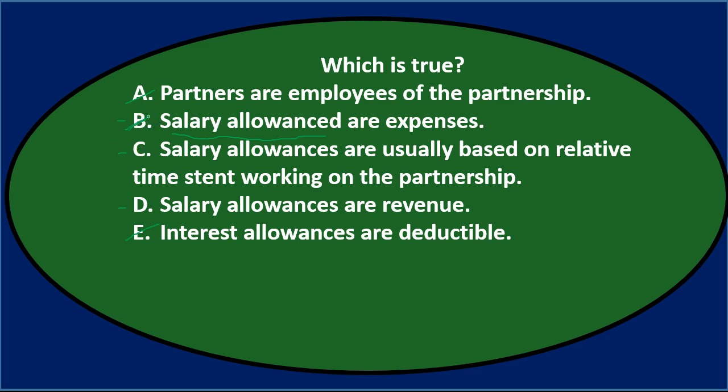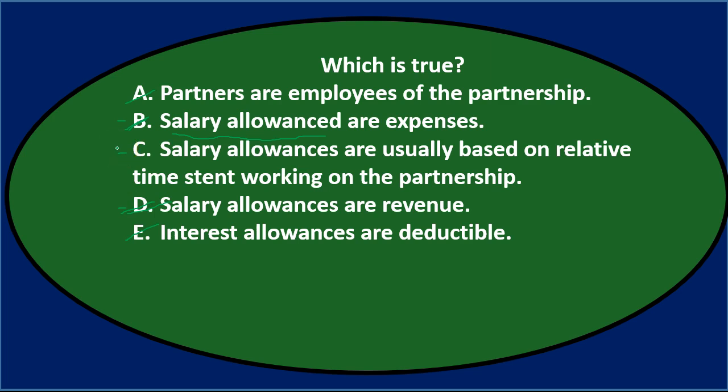It's going to be part of the net income allocation. So instead of allocating 50-50, we're going to allocate first in accordance with a salary allowance and then possibly 50-50 for whatever's left over or something like that. And D says salary allowances are revenue. And that's not typically the case either. I mean, they might be considered revenue to the owner in some way. They're going to have to pay taxes on it, but they're not revenue to the partnership, which is what we're concentrating on. And so C is going to be the most correct answer.